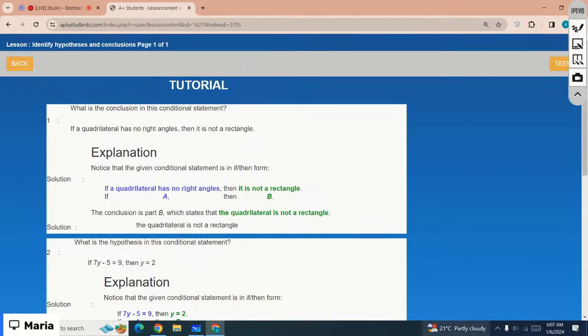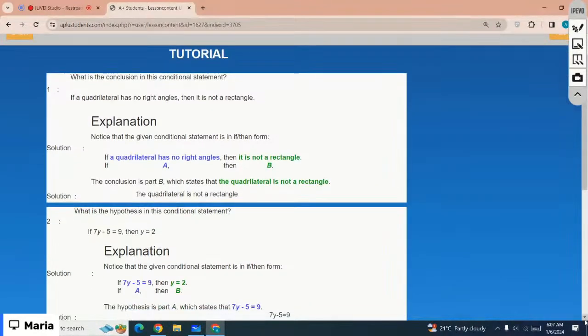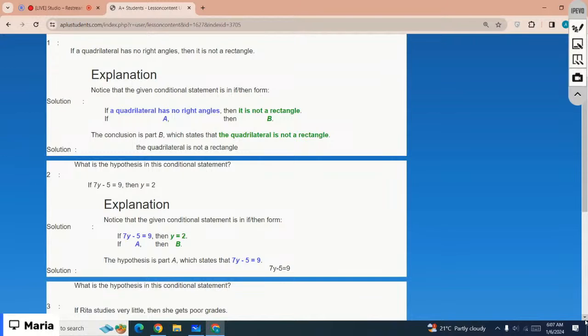The next example is what is the hypothesis in the conditional statement? The conditional statement is: if 7y minus 5 equals 9, then y equals 2. You have to see what the conditional statement is. A conditional statement is one in which you have the condition, that is, if 7y minus 5. The hypothesis is A, that is 7y minus 5.